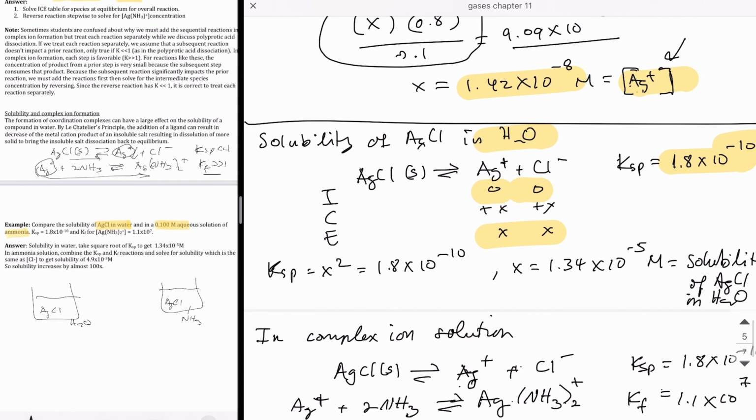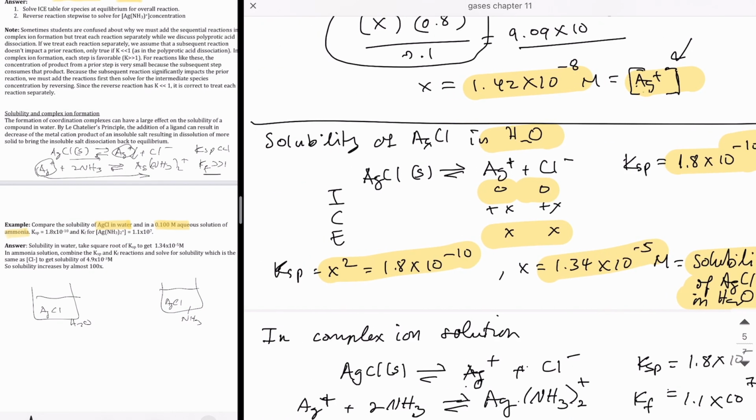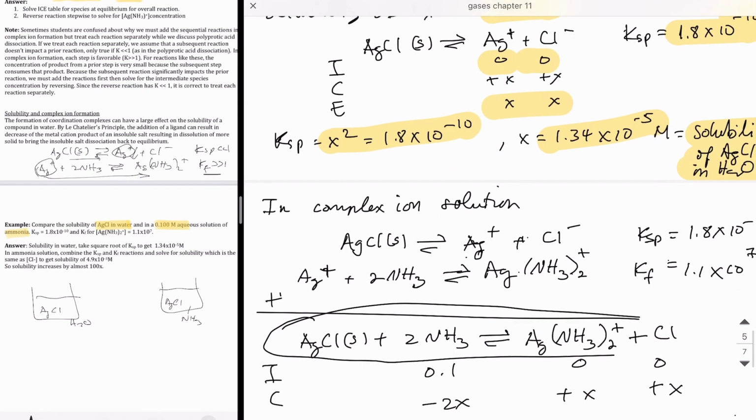You set that equal to KSP here, and you're able to find that the x is equal to 1.34 times 10 to the minus 5 molar, which is the same as the solubility of AgCl in water, okay? Now, the more complex calculation is when you have that ligand present, which now allows you to have a second reaction that's going to be coupled to your solubility equilibrium reaction.